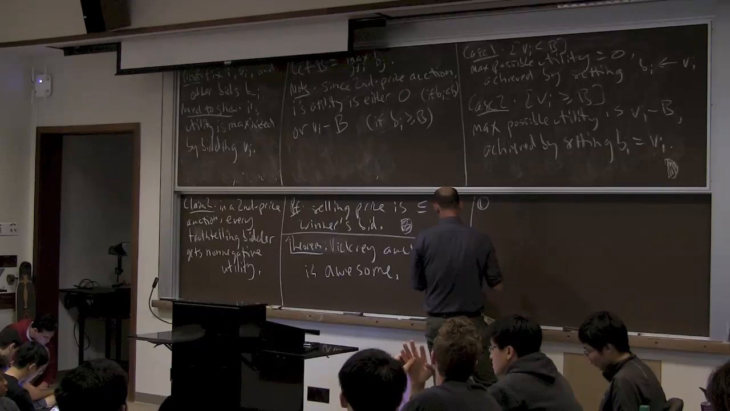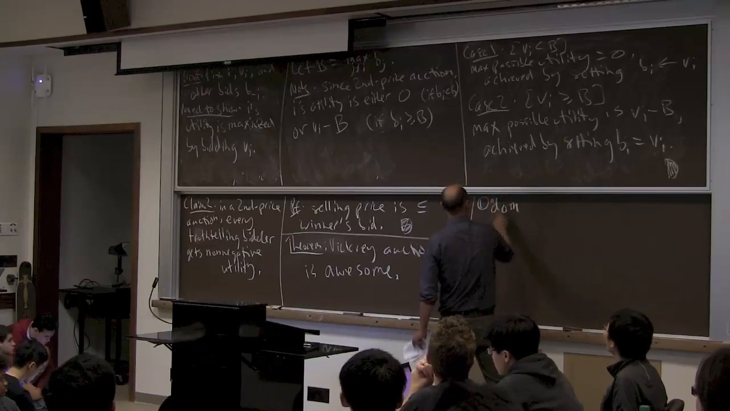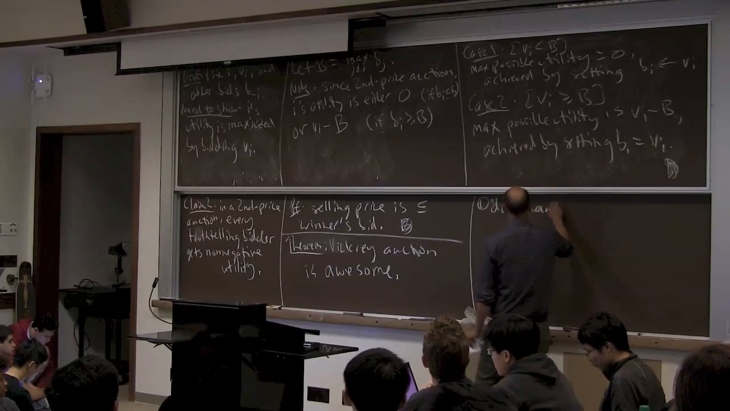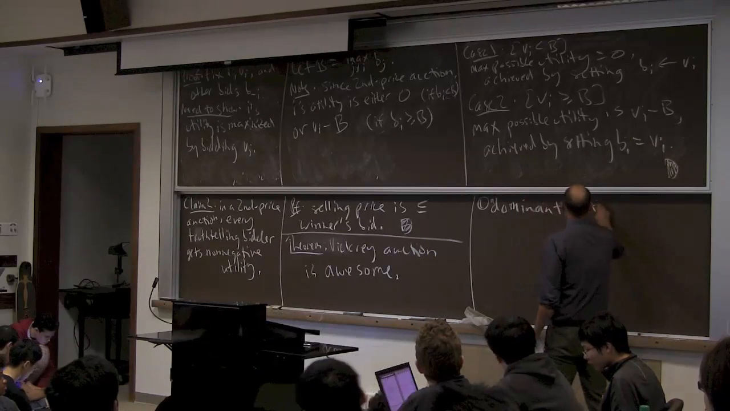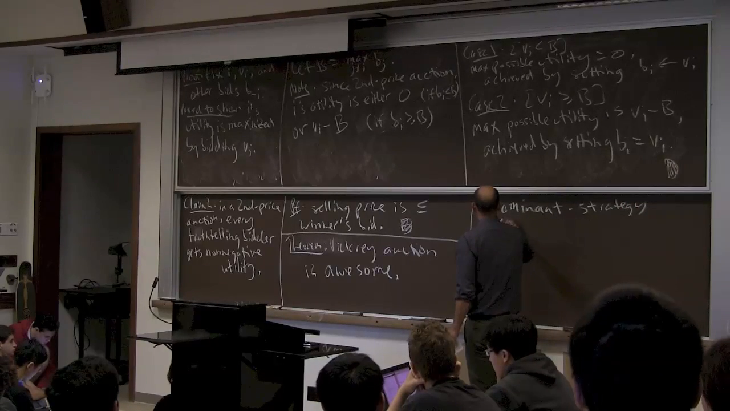So by awesome, I mean three properties, good incentive properties, and there's a more formal term for this, dominant strategy incentive compatible.